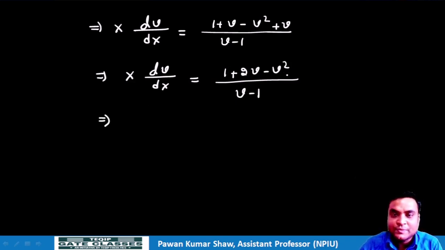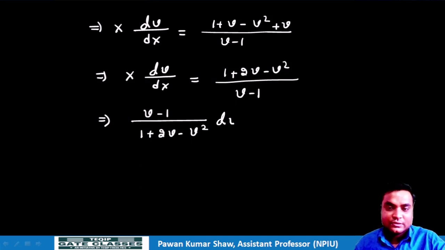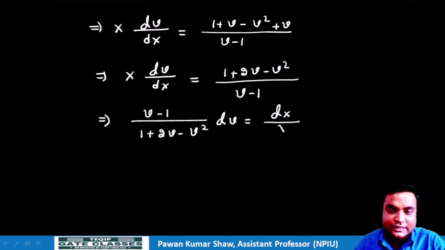Okay, so this 1 plus 2V minus V square, we can bring in the left hand side this whole function of V. So V minus 1 divided by 1 plus 2V minus V square dV, and here it will be dX by X.